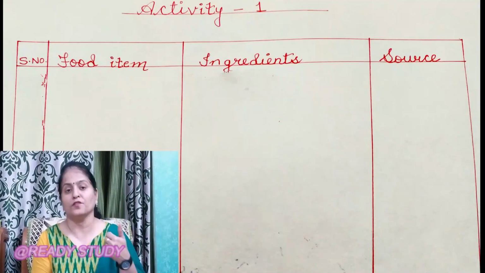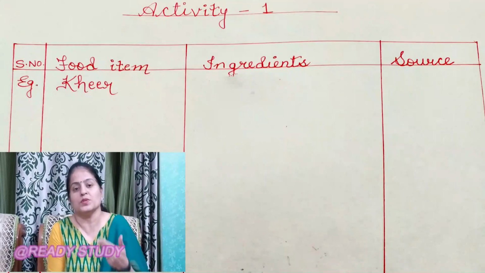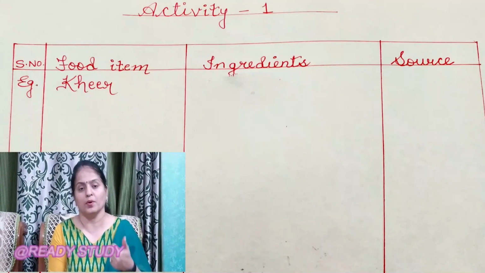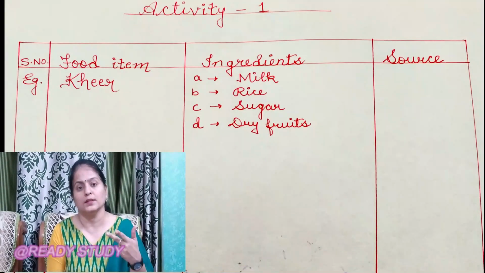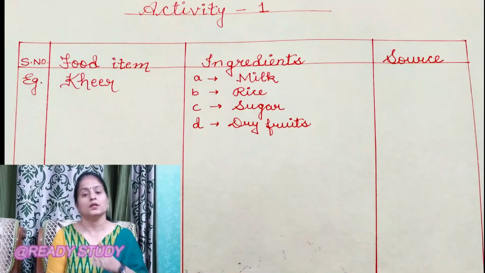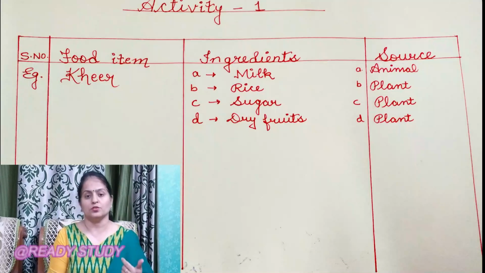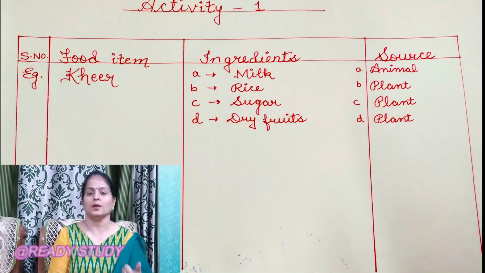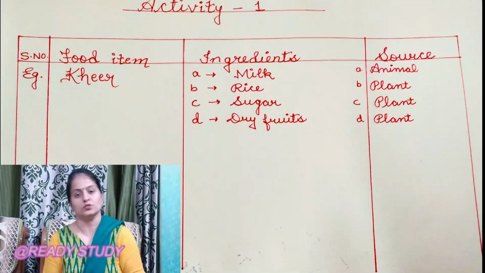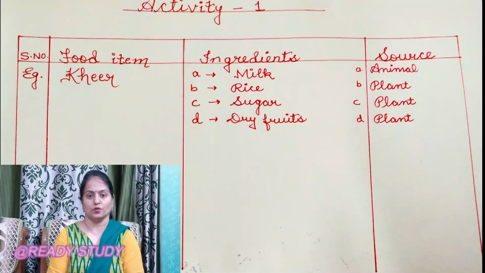I have taken the example of kheer. So I will write in the first column kheer. In the second column, all the ingredients which I require to prepare kheer, there are 4 items. Number 1 is milk, rice, then sugar and in the last dry fruit. In the third column, you will write the source of that food. Milk, we get it from animal source. Number 2, rice, it is plant source. Number 3, sugar, plant source, and number 4 is dry fruits, that is also from plant source. So in this way you prepare one table out of it.